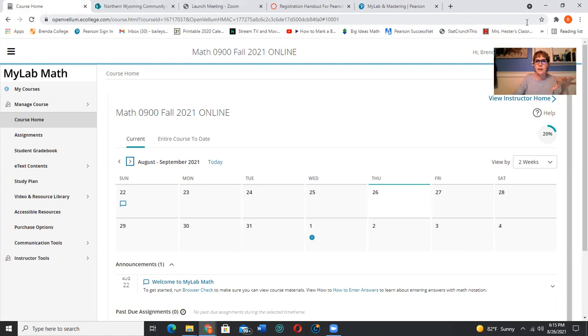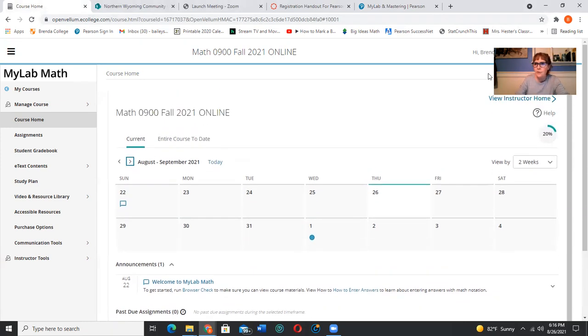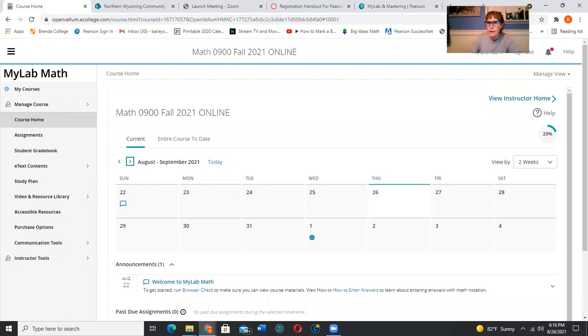If you have a Mac, I'm not very familiar with Macs. You'll just have to figure out how to allow pop-ups or get rid of your pop-up blocker for Pearson, or it won't work. All right, so we got that out of the way. So you'll have something that looks like this. Now here, I'm going to move it up a little bit.